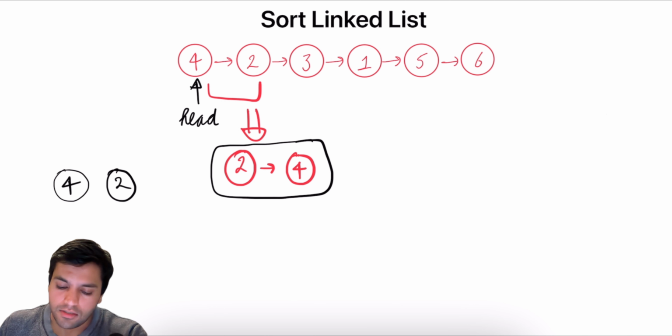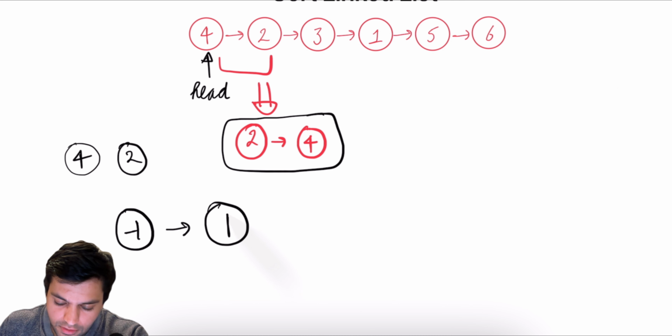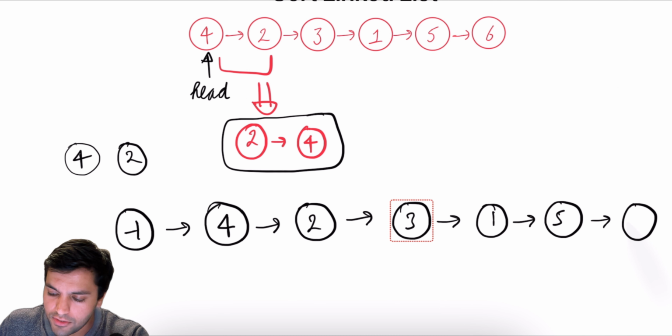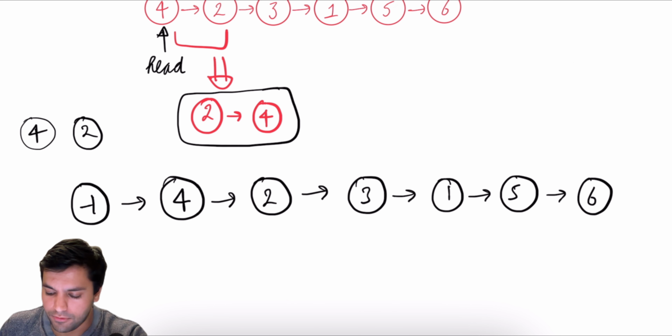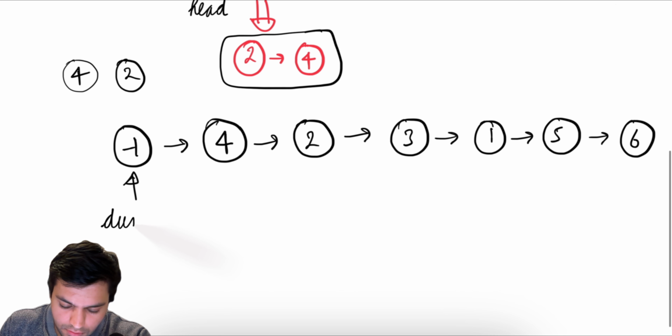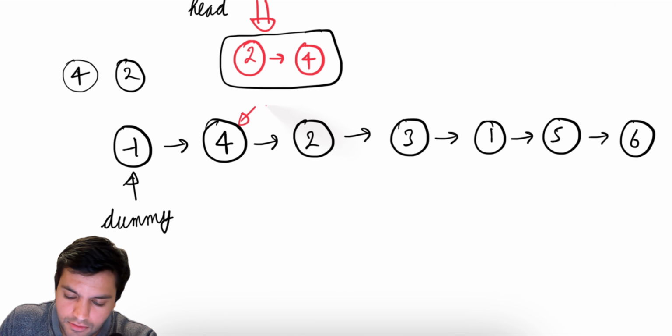Let's draw another diagram and understand this better. Let me draw a dummy node first, and then node 4, then node 2, then 3, node 1, node 5, and node 6. This algorithm is going to involve changing the pointers and updating the previous and next pointers, which is why I have used this dummy node here. I can call this -1 dummy, and my node 4 is initially the head.